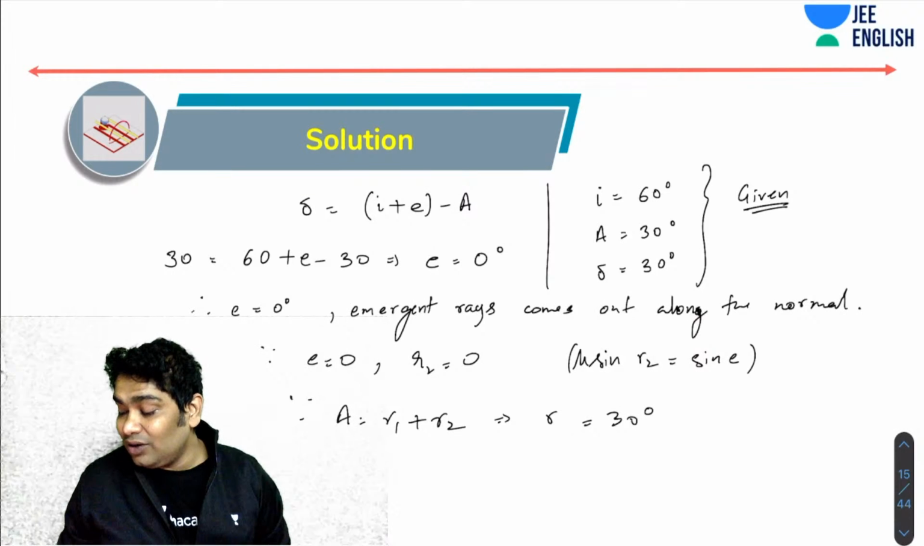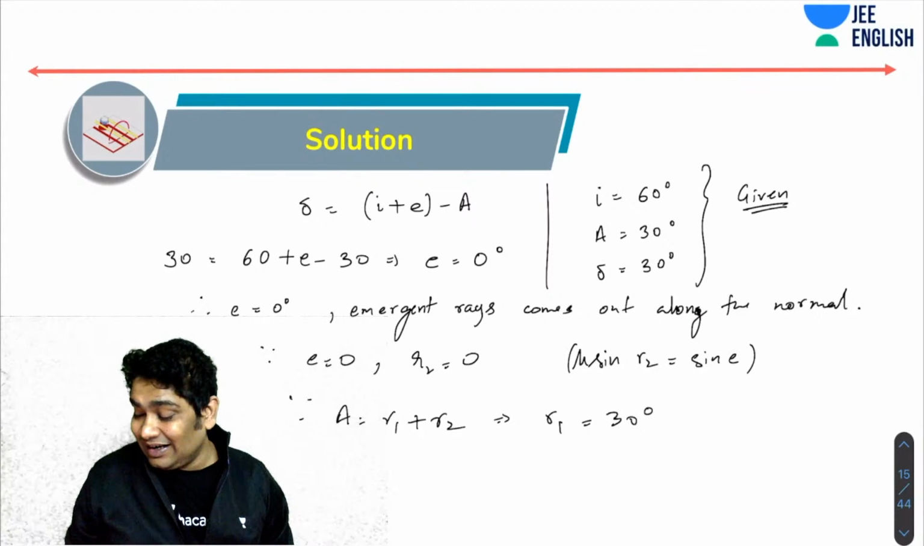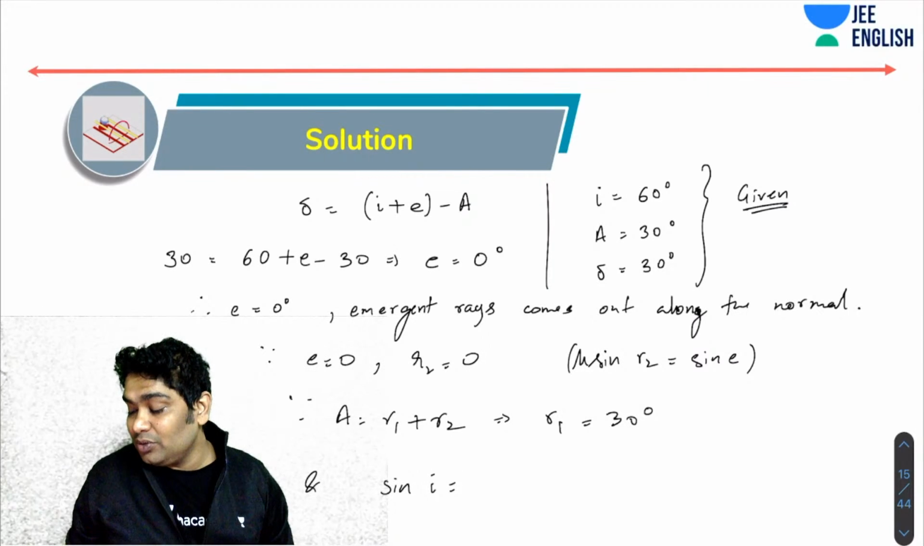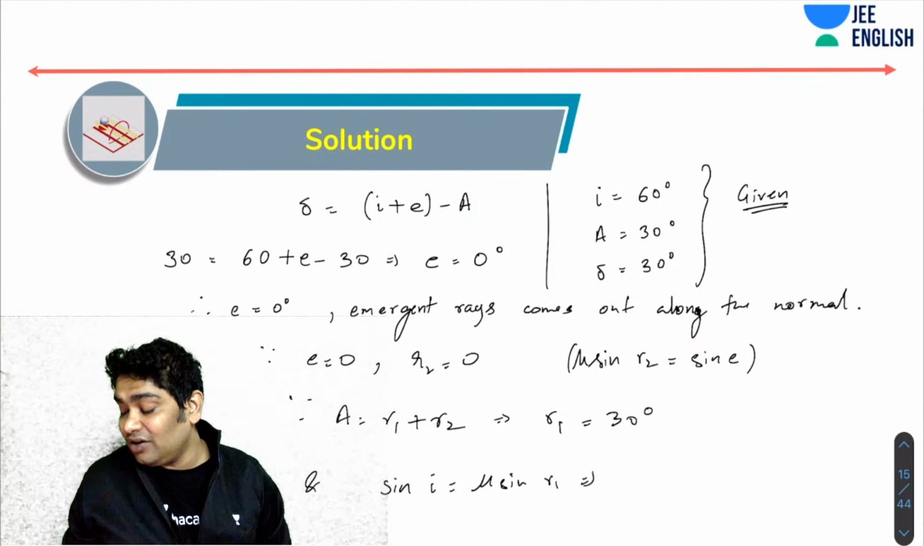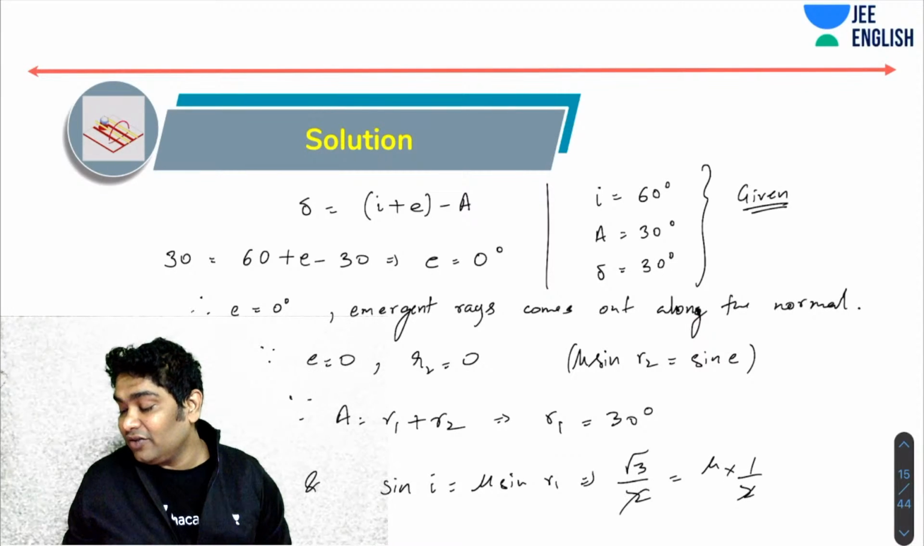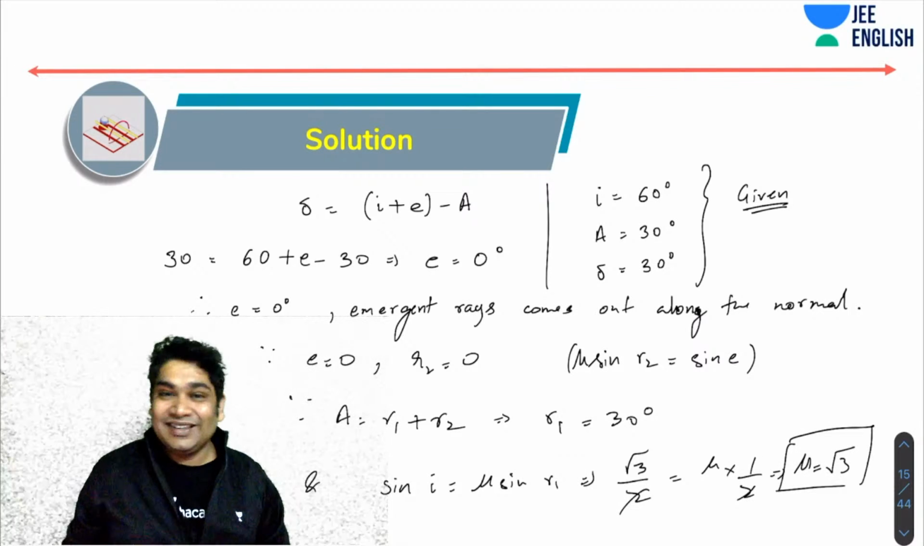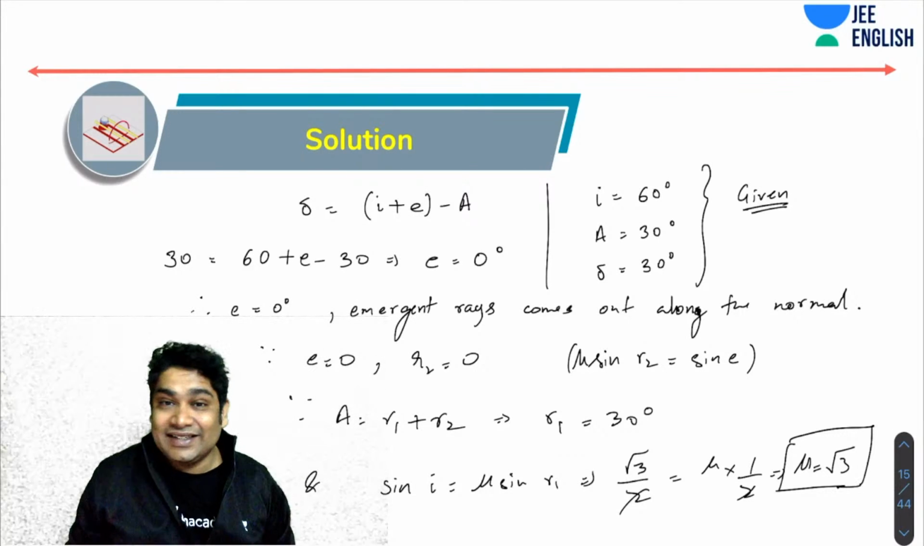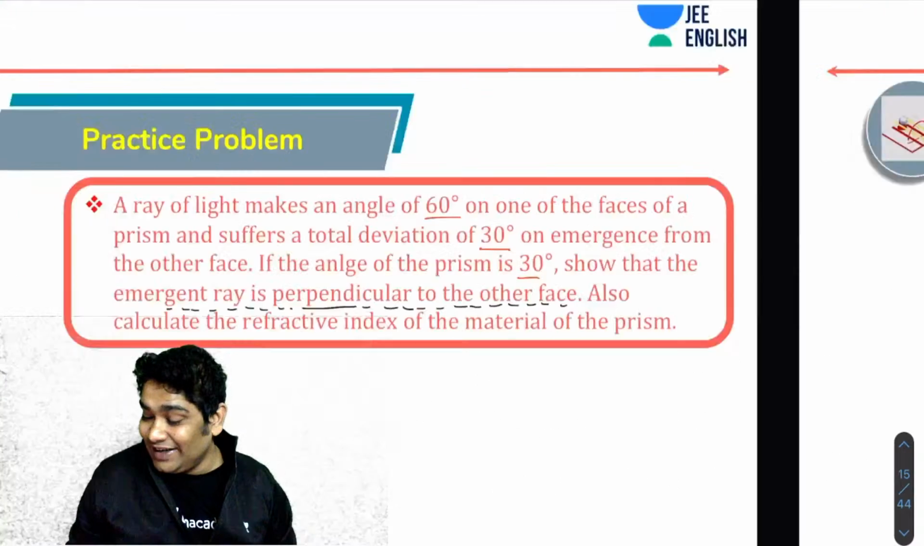Now that I know R1 and I know I, finally, sine I equals mu sine R1. What will that give me? Sine of 60, which is root 3 by 2, equals mu into sine of 30, which is 1 by 2, giving you mu as root 3. Absolutely correct, guys. The refractive index of the material is root 3. That is the right answer. Well done, well done.